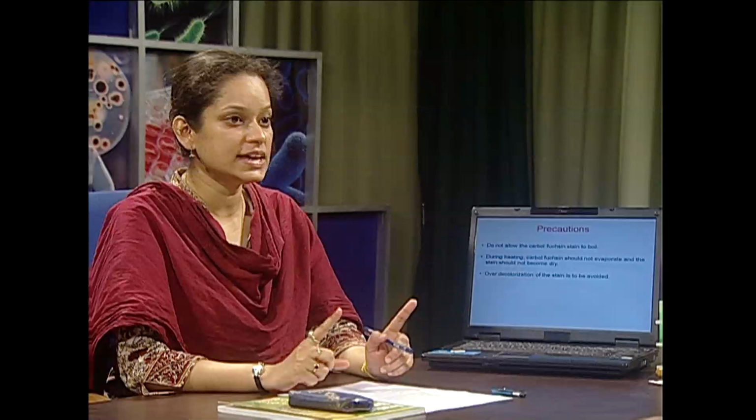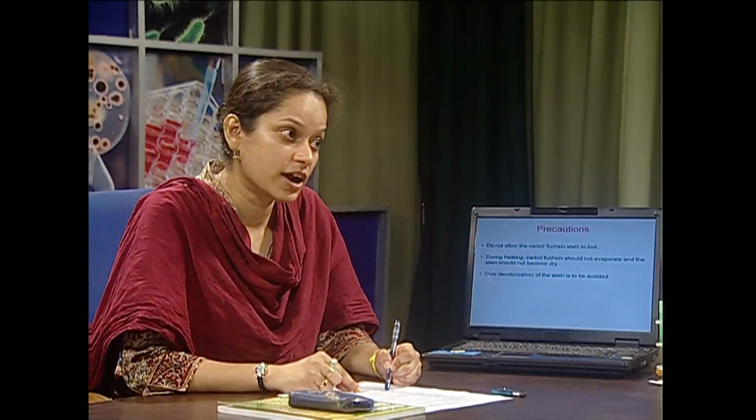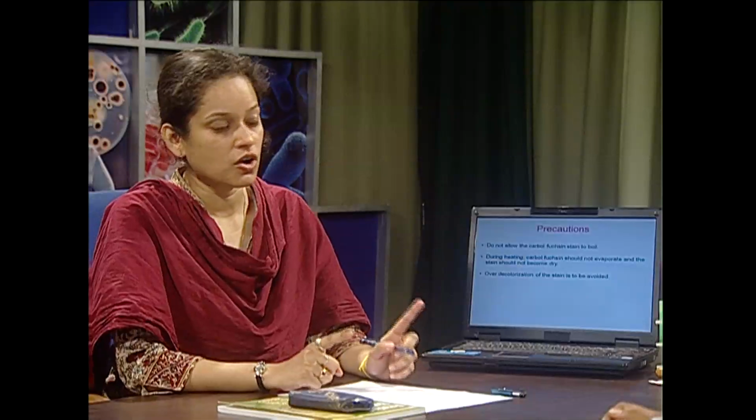Since we are applying heat here, one thing has to be kept in mind, that during the heating procedure, the stain should not become dried. You have to keep on adding the primary stain at regular intervals. The second point is, the stain should not boil. It should be to the point of steaming, but the stain should not boil in any case. And over decolorization of the stain should be avoided.